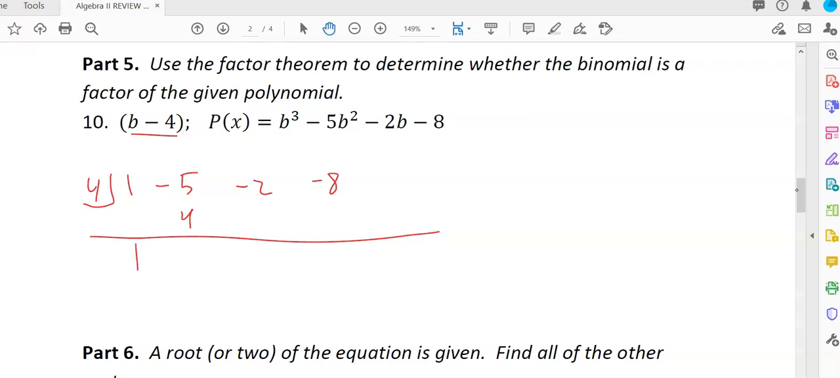So let's do it. You're adding, get negative 1, negative 4, negative 6. Let me just make sure. Yeah, negative 1, okay. Negative 4, negative 6, negative 24, negative 32. That is not a factor.